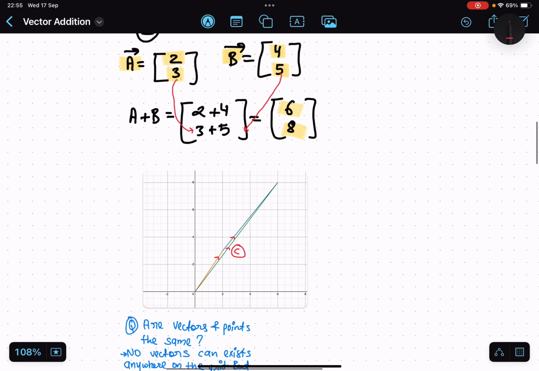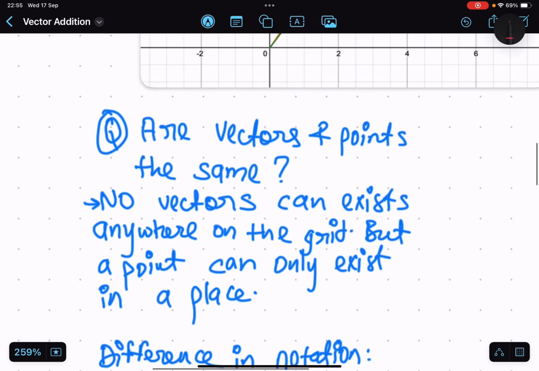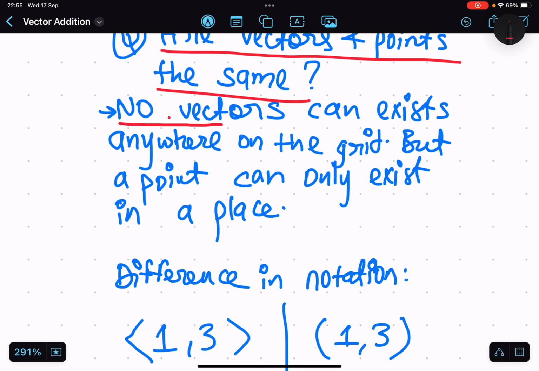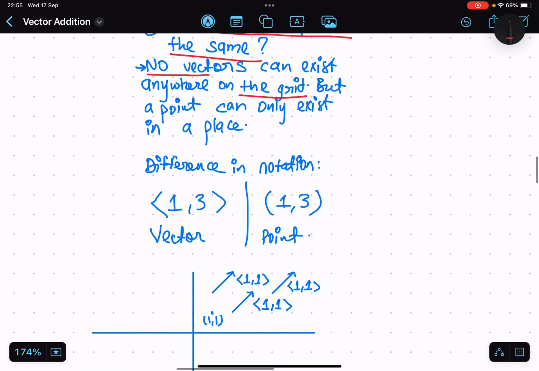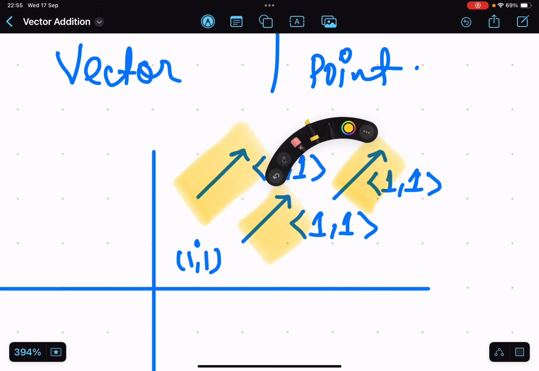This is a very good question. Are vectors and points the same? Vectors and points are not the same because a vector can exist anywhere on the grid. Like, the same vector can exist in multiple places. Look, this vector 1 1 is existing in 3 places, but the point 1 1 cannot exist anywhere else. So that's why vectors and points are quite different.